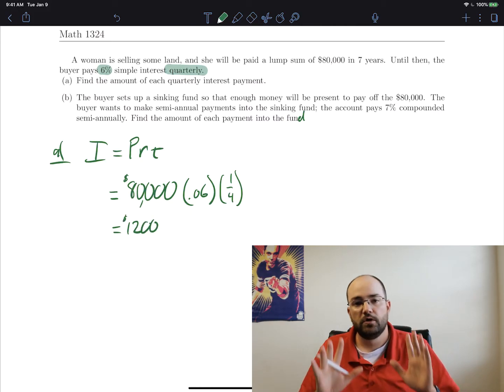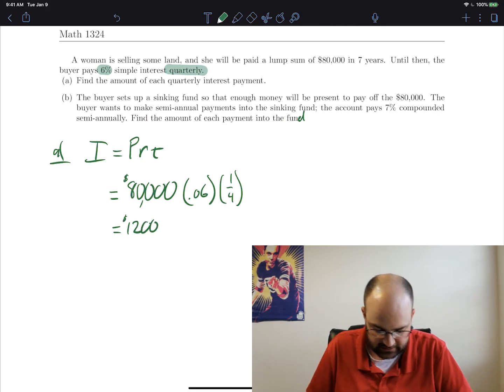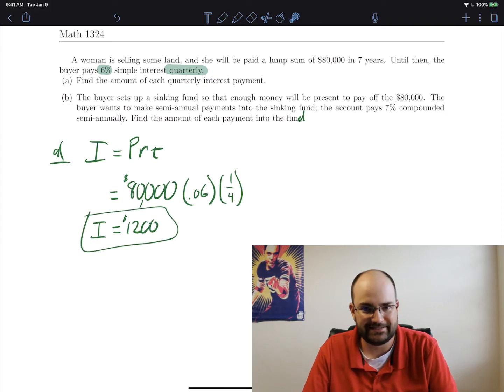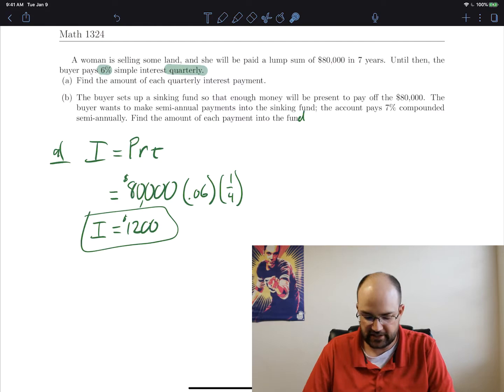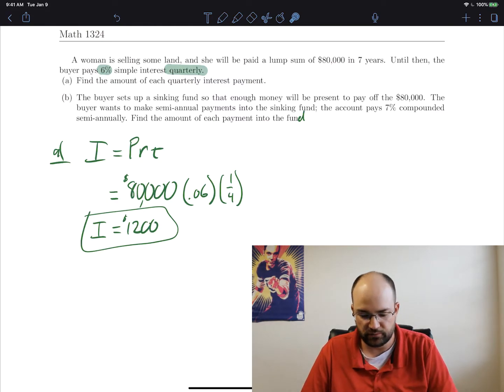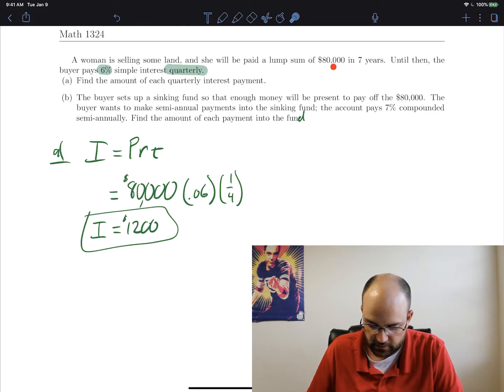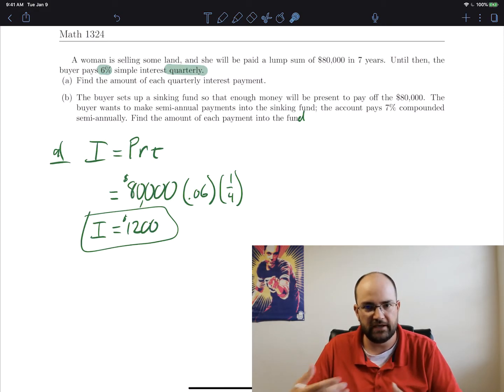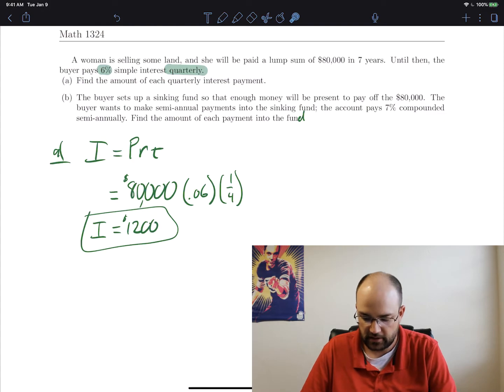Okay, so what's happening here is when you buy something and you take out a loan or anything like that, there's an agreement between the buyer and the seller. In this case, the land is worth $80,000. And they don't have the money now, but they want to pay it when they get the money. And so it's going to take 7 years to do that.